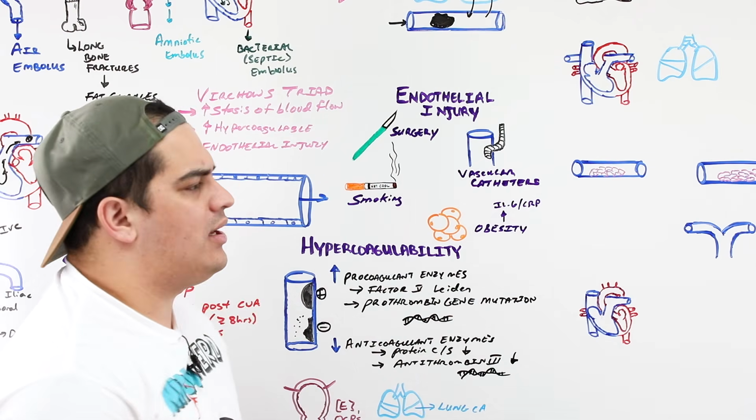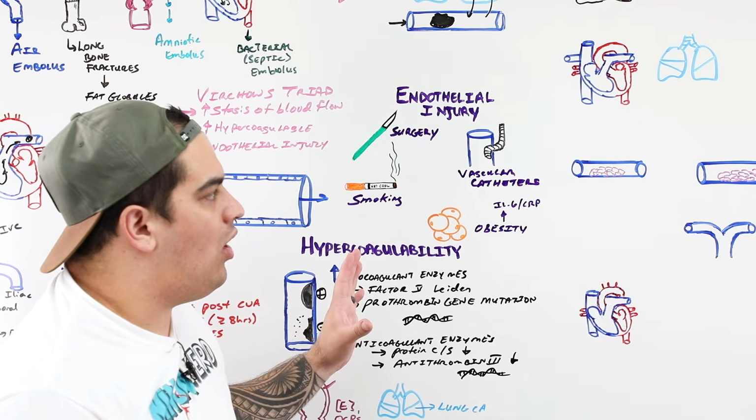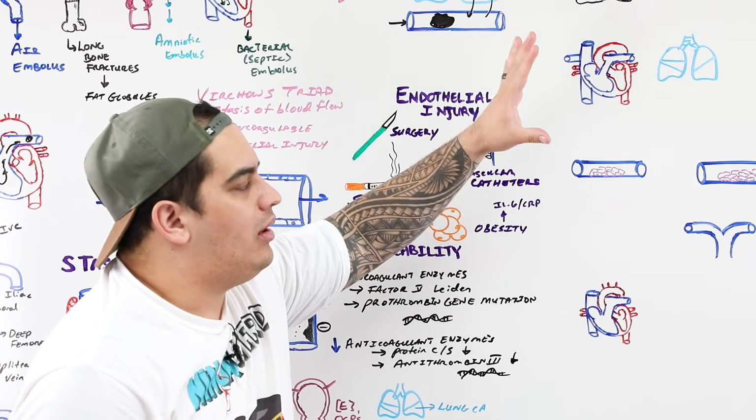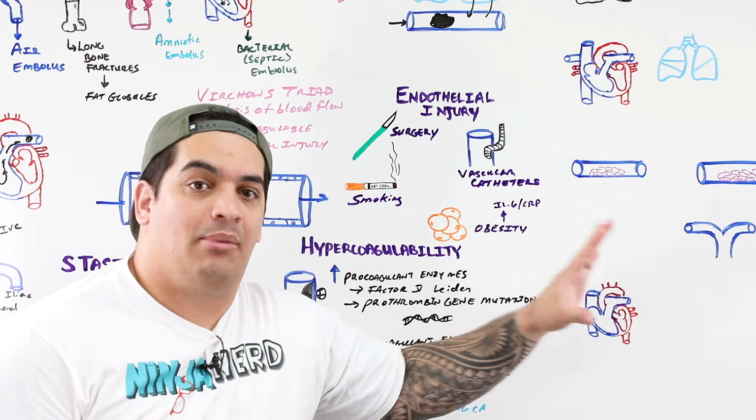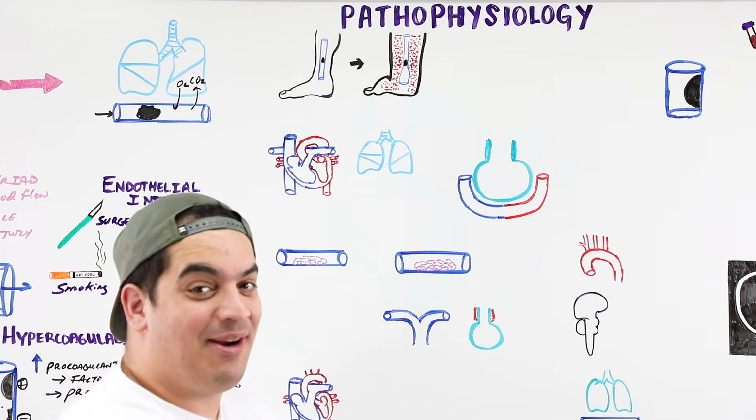Now we've covered the causes. Let's start talking about how these causes lead to the pathophysiological mechanism which explains the clinical features of a patient who develops a PE. All right, so let's talk about the pathophys, right?